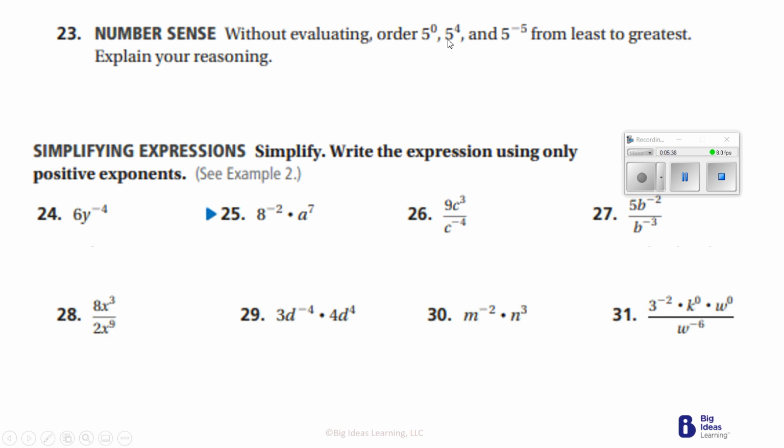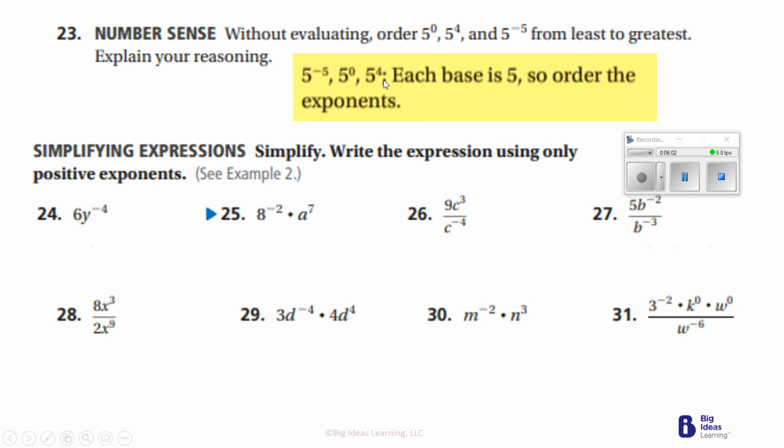Well, I know that 5 to the 4th power is going to give me a positive number, right? Because it's going to keep getting bigger. 5 to the 0 power is 1. 5 to the negative power, that's going to be a fraction. That'll be 1 over 5 to the 5th power. So from least to greatest, it's going to be 5 to the negative 5 power, 5 to the 0 power, and 5 to the 4th power. Each base is 5, so order the exponents. A negative number, then a 0, then a positive number.